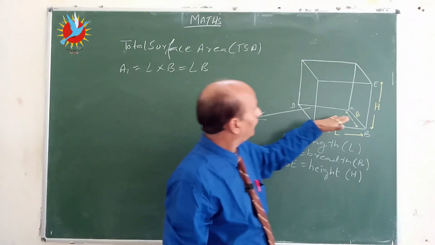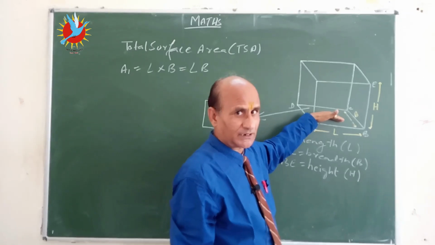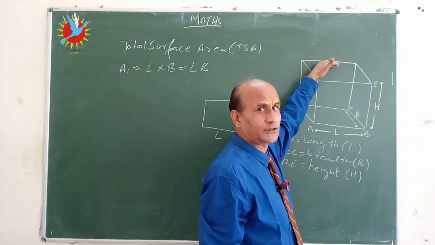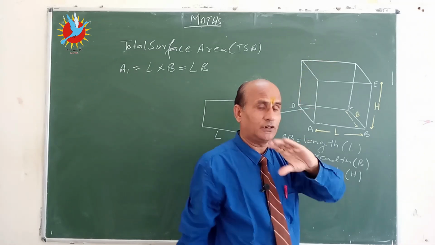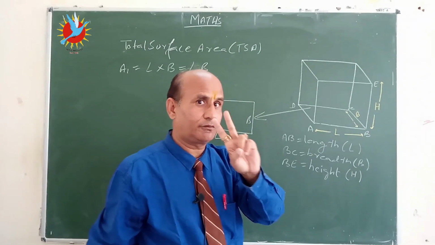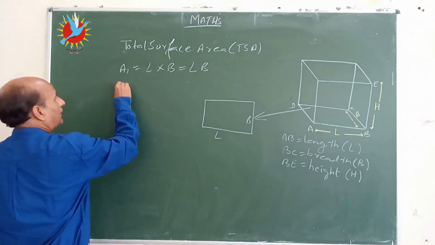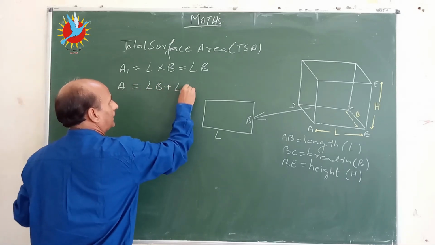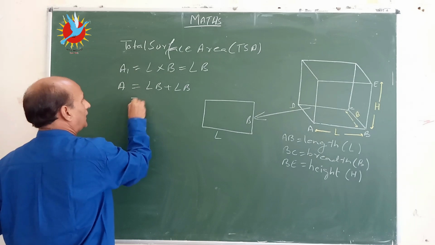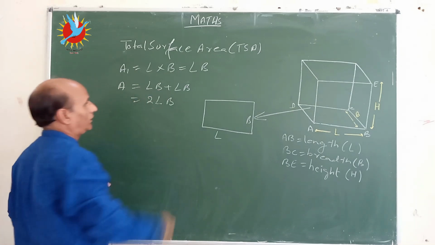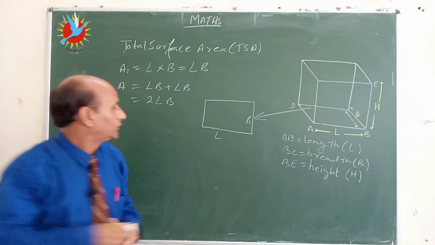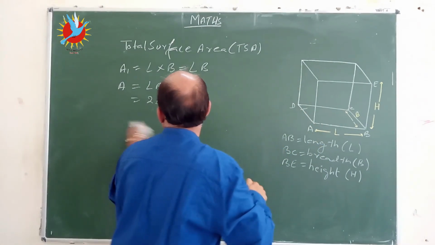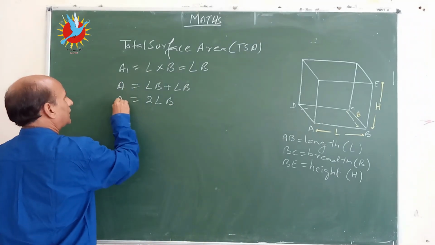Now the area of the floor is length multiplied by width. Floor and ceiling both are equal, so it means the area of the ceiling is also length multiplied by width. So the area of two surfaces we get as LB plus LB, that is A1 plus A1. So we will have 2LB. So the area of the floor and ceiling is twice LB. Now let us count it as A2.